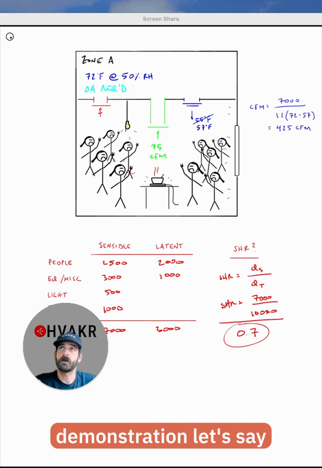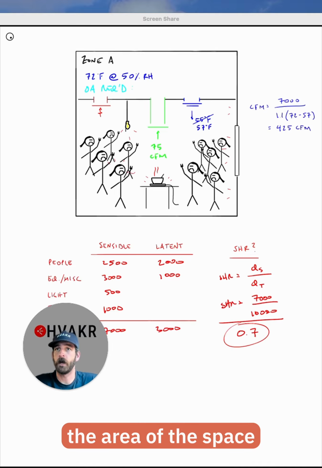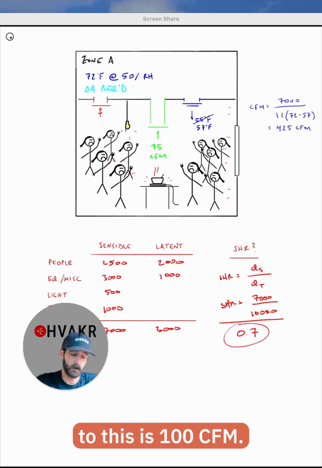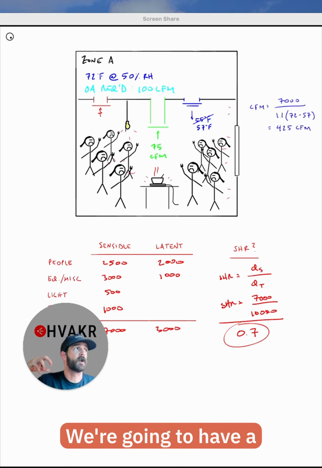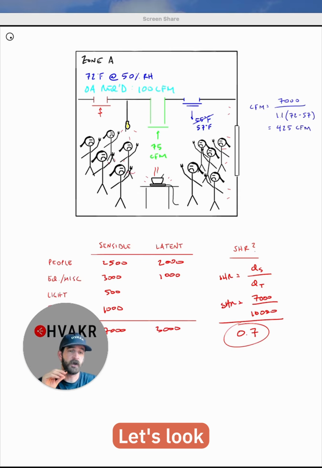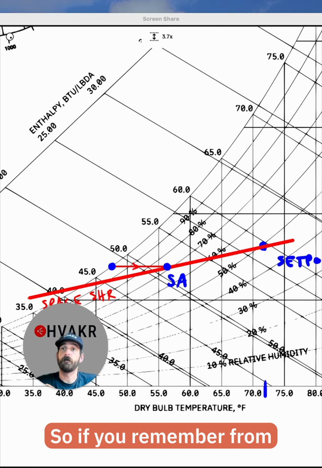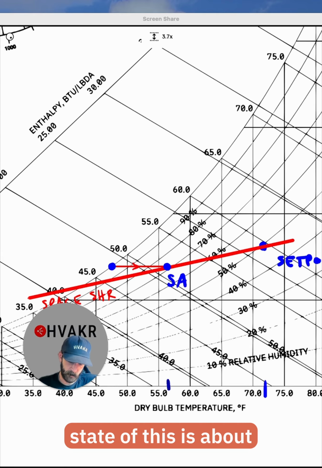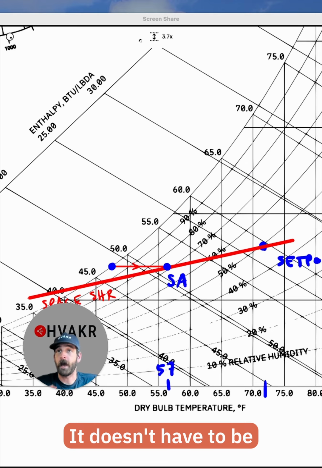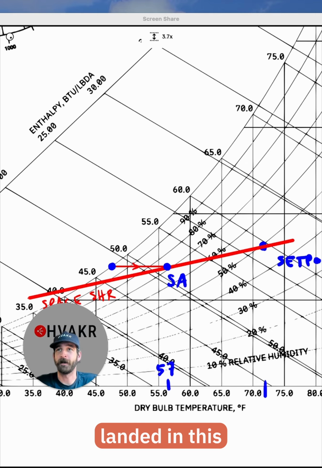For the sake of our demonstration, let's say that looking at the people and the area of the space, the ventilation required is 100 CFM. This intake is going to happen at the unit. We're going to have a mixed ventilation scenario. Let's look at a couple other airflows in the space. If you remember from part one, we landed at a supply state of about 57 dry bulb. It doesn't have to be this. This is just where I landed in this example.